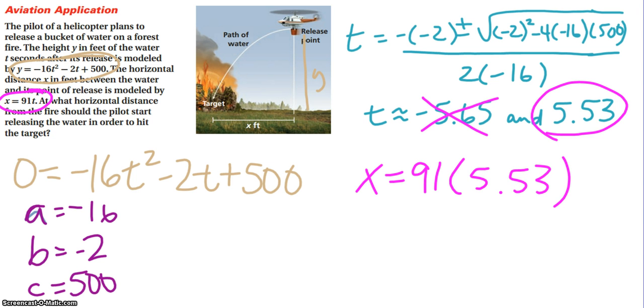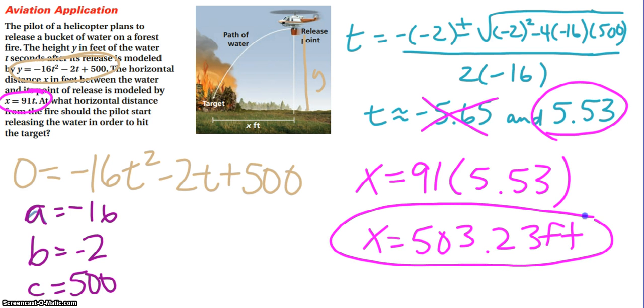So 91 times t, or 91 times 5.53, means that I need to release the water at about 503.23 feet away from the target. Okay, and that is your final answer. Not the 5.53, but the 503.23 feet.